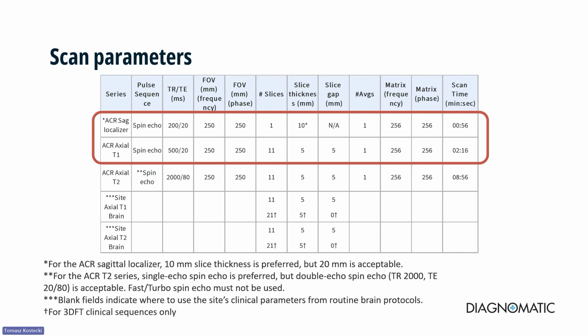ACR accreditation uses several Phantom sequences shown here. You can save them in your scanner as ACR test sequences, like we did. For weekly constancy checks, the ACR manual recommends using the ACR sagittal localizer and the ACR axial T1 weighted sequence. You can also add your own sequences as you wish.